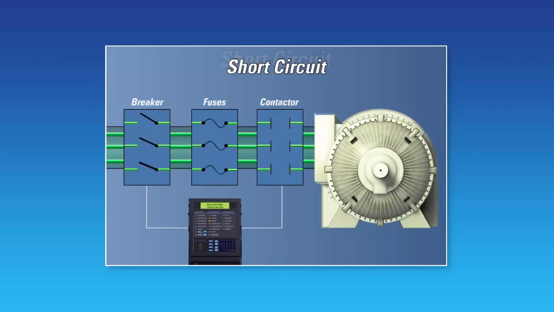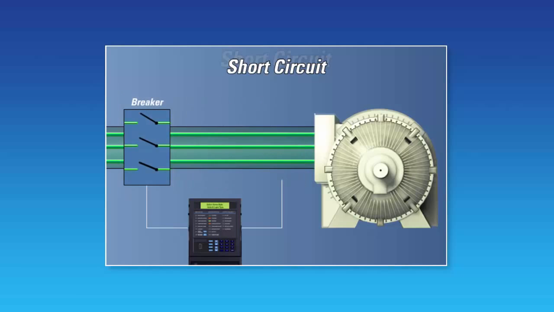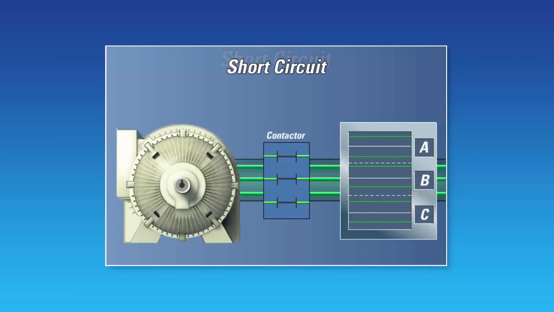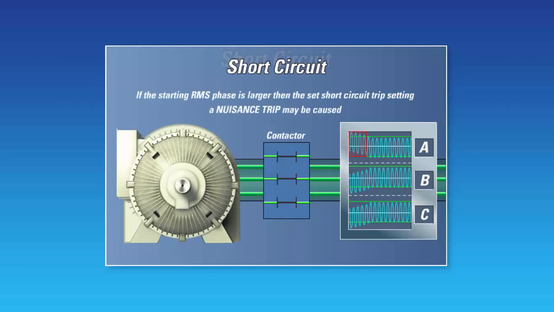When a motor starts, the starting current, which is typically 6 times the full load current rating of the motor, has asymmetrical components. These asymmetrical currents may cause one phase to see as much as 1.7 times the normal RMS starting current. As a result, the pickup of the short circuit element must be set higher than the maximum asymmetrical starting currents seen by the phase CTs to avoid nuisance tripping. The rule of thumb is to set the short circuit protection pickup to a value which is at least 1.7 times the maximum expected symmetrical starting current of the motor. This allows the motor to start without nuisance tripping.